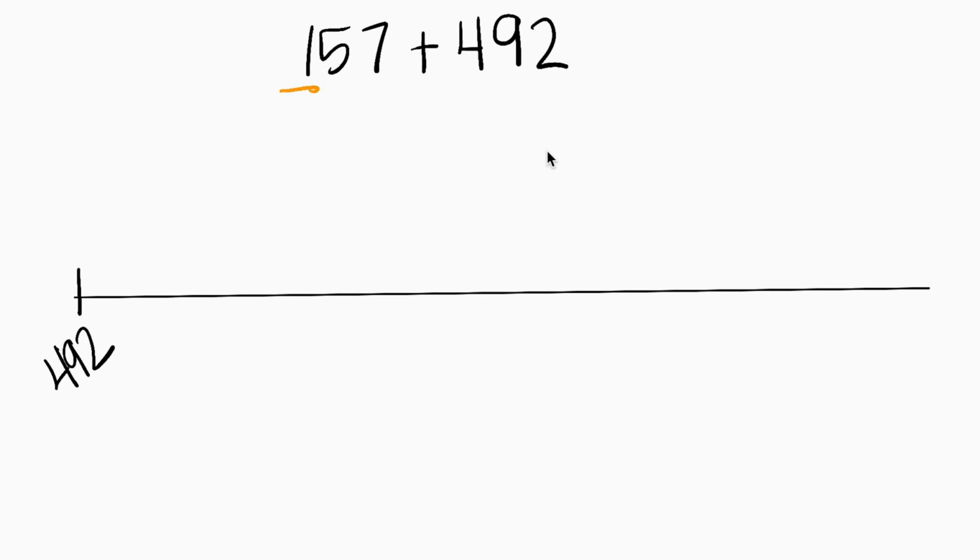Now we're going to look at the hundreds place. We have just 100, so we're going to do a jump of 100, and we're going to get 592. Now we can look at the tens place. We have 5 tens. So we're not adding 5, we're adding 50, or 5 tens. So 1 ten would take me to 602.